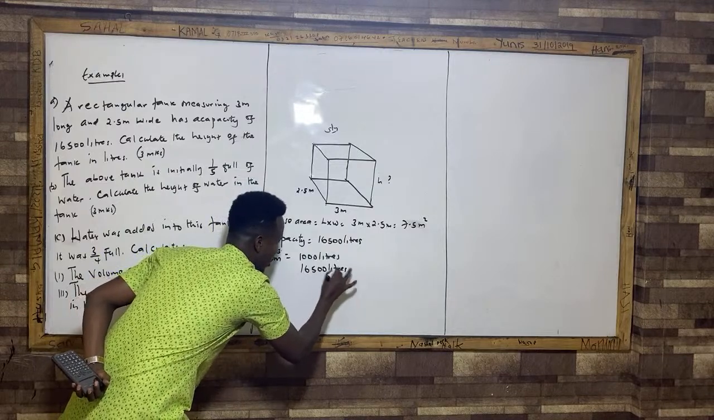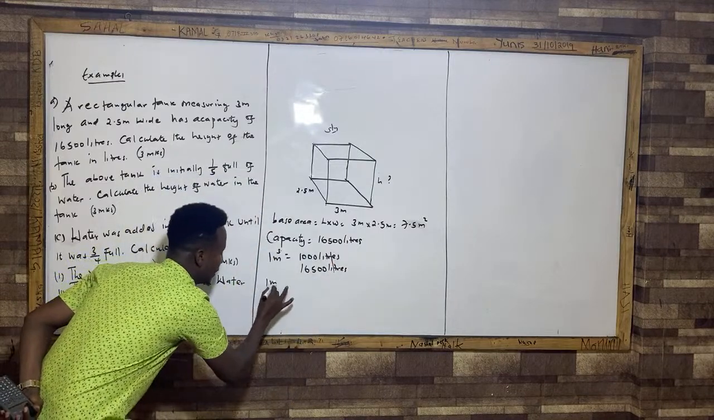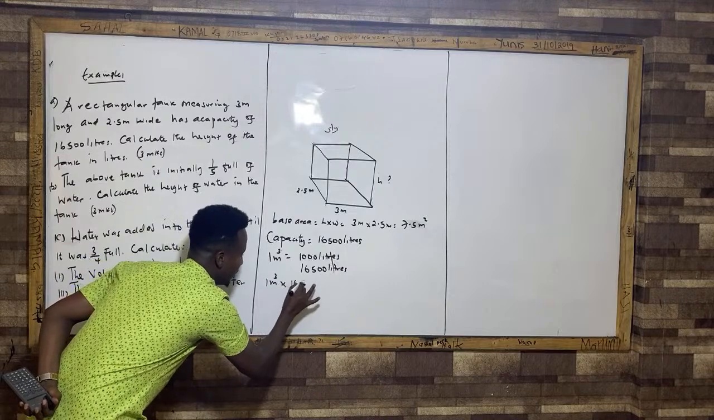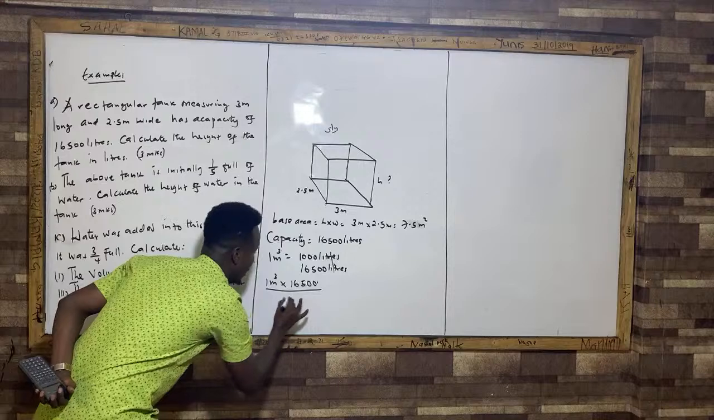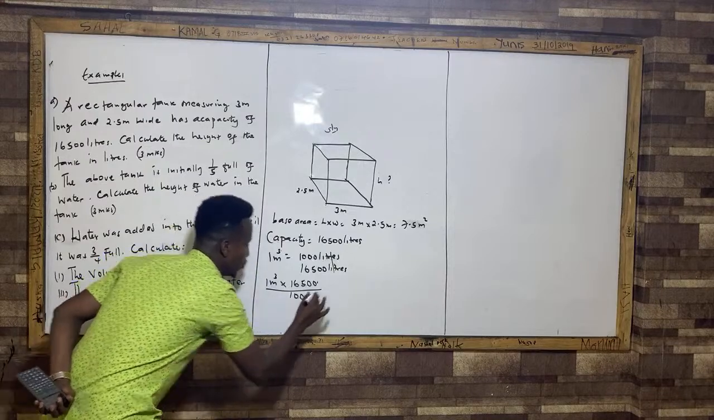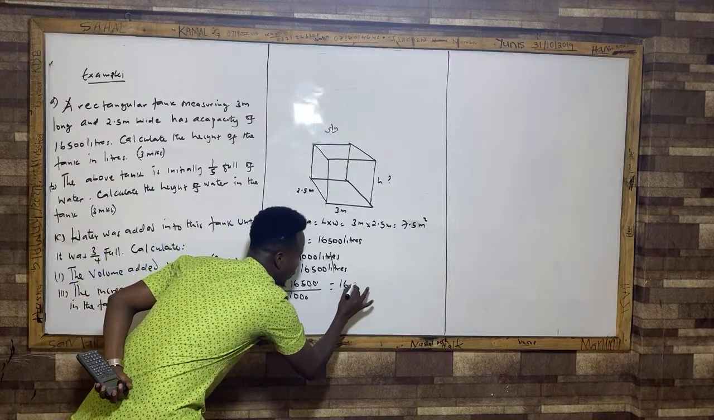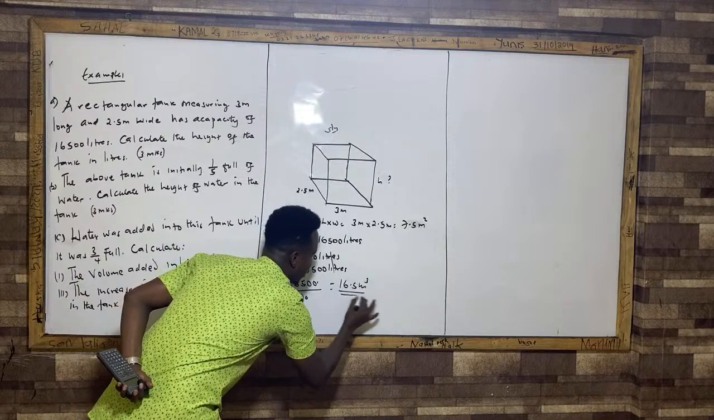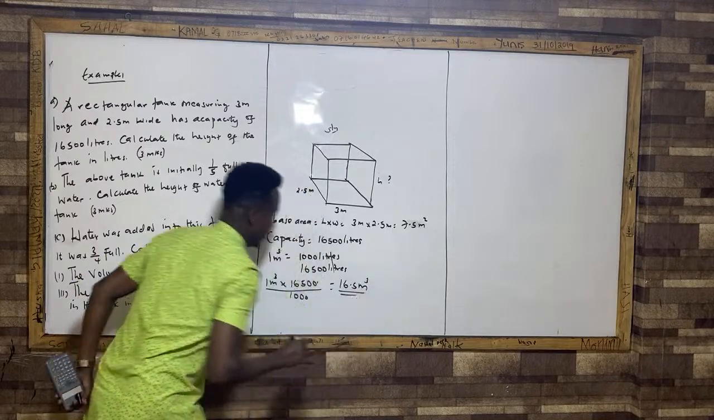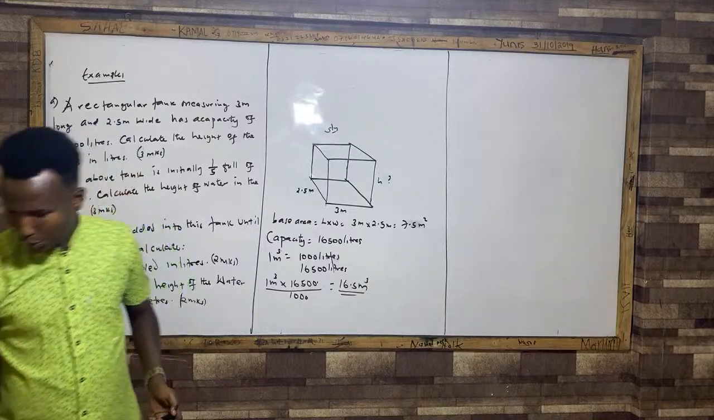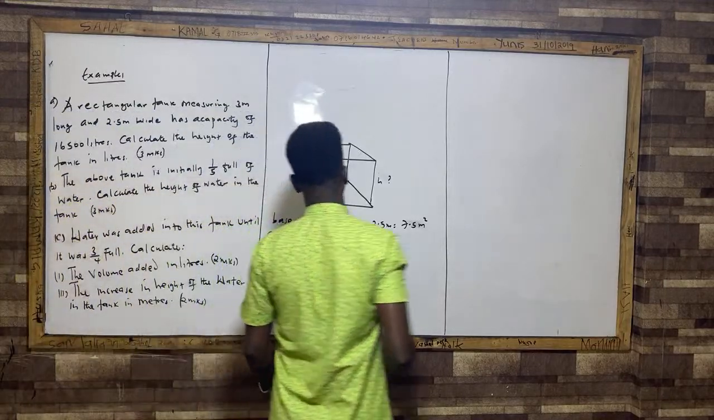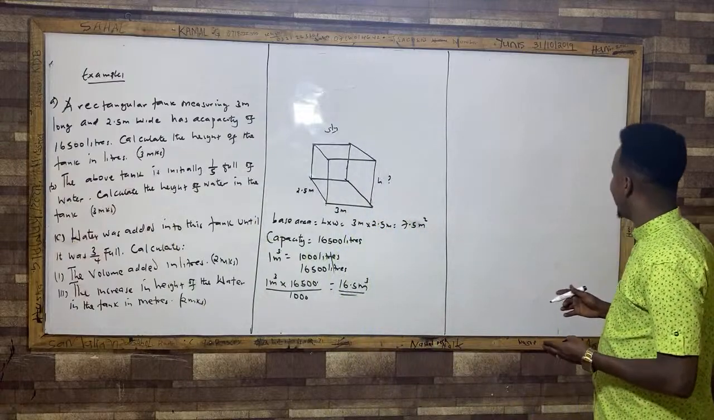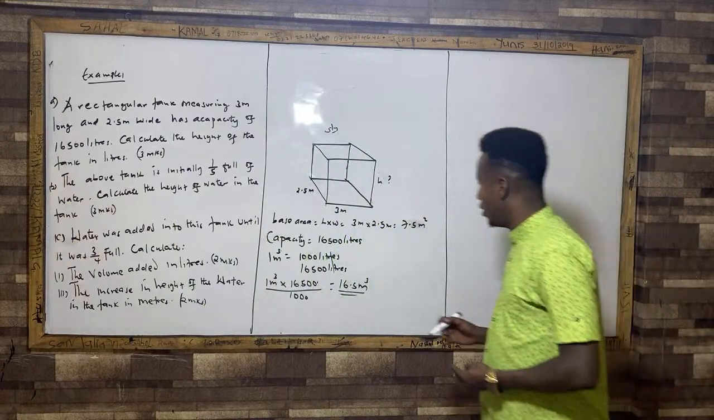16,500 liters. Cancel. So it will be 1 meter cubic times 16,500, divided by 1,000. So this will give me 16.5 meter cubic. Okay? That is the volume of the cuboid, for your information. When you convert, you can now get the height. Of course, yes. Now let me get the height.